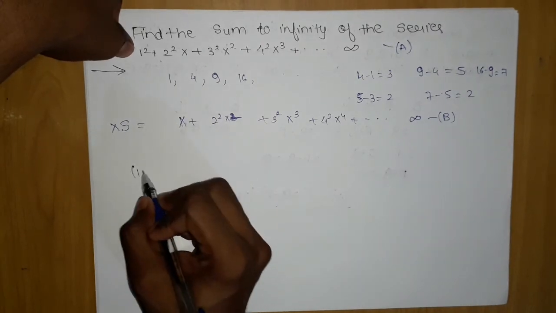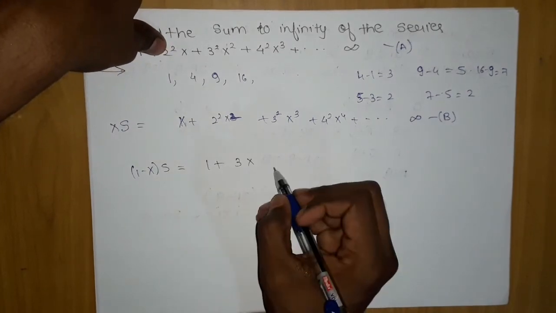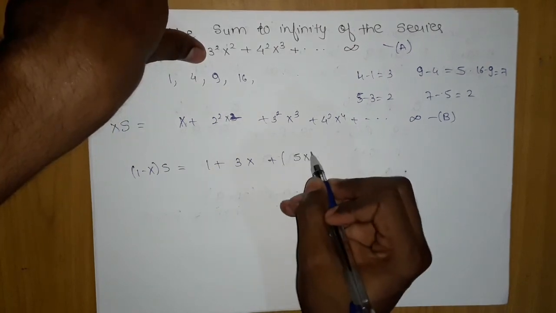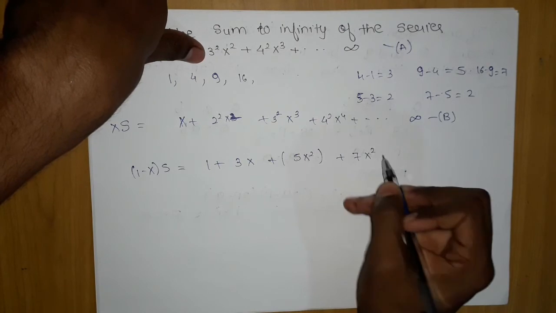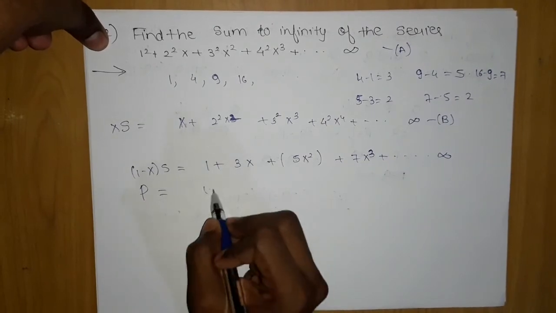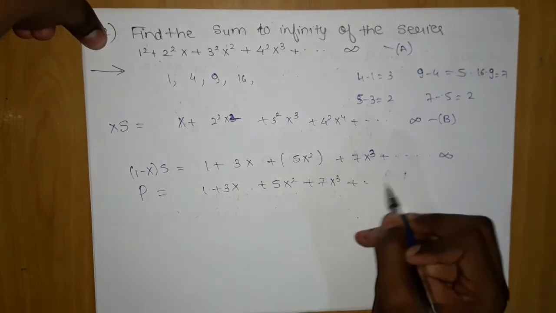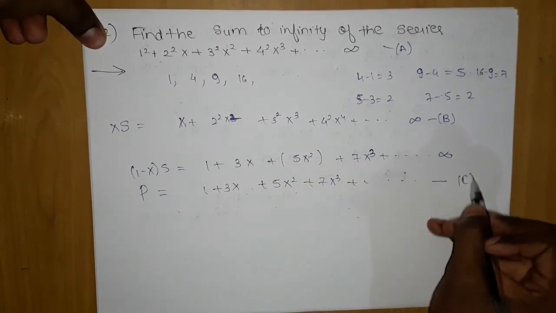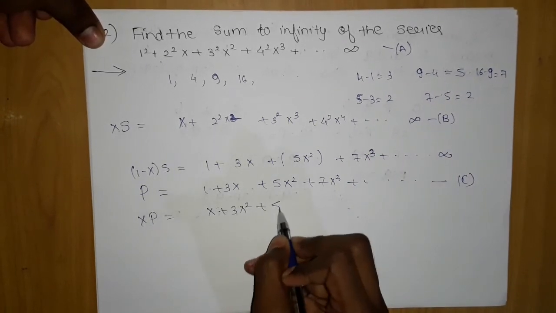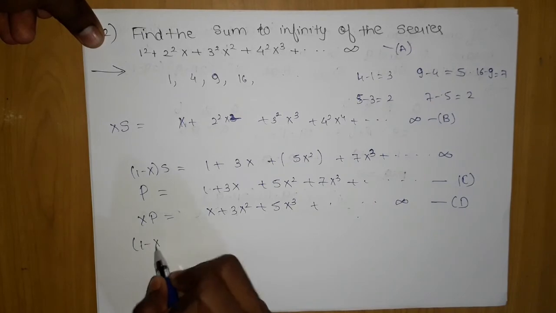So 1 minus x into S is nothing but 1 plus, this will cancel out with this, giving 3x. Similarly this will cancel out with this, giving me 5x square. Next 7x cube, and so on till infinity. I will call it as some P. P is nothing but 1 plus 3x plus 5x square and 7x cube till infinity. I will call it as again some C. I will multiply it by x into P, giving x plus 3x square, 5x cube, and so on till infinity. I will call it as D. C minus D is nothing but 1 minus x into P.